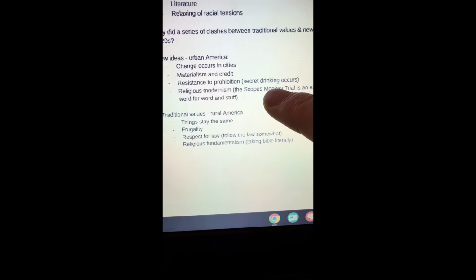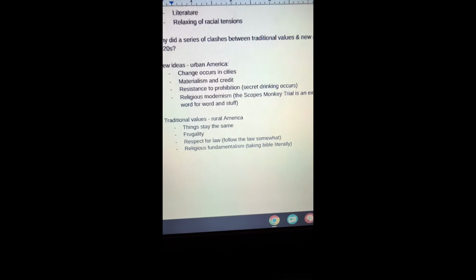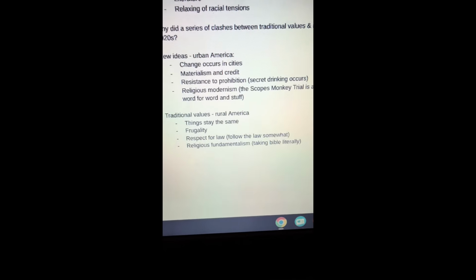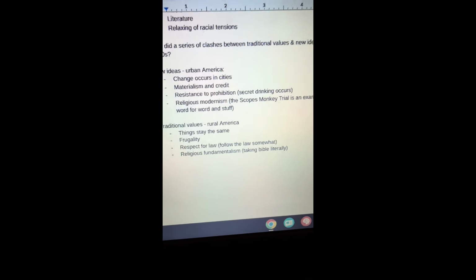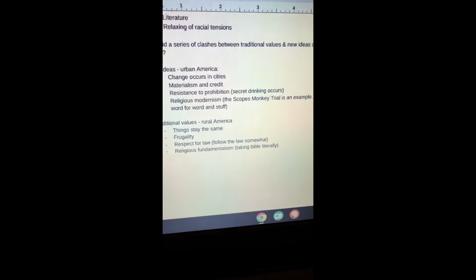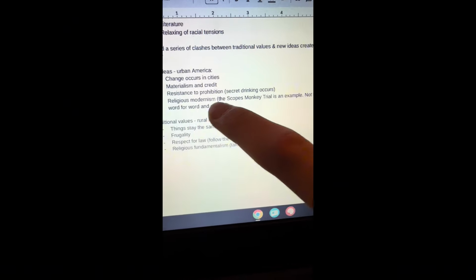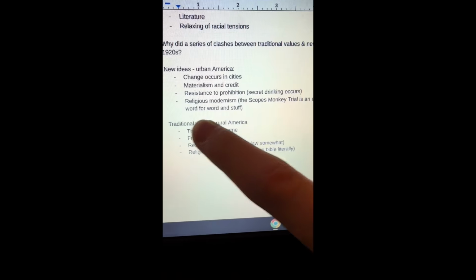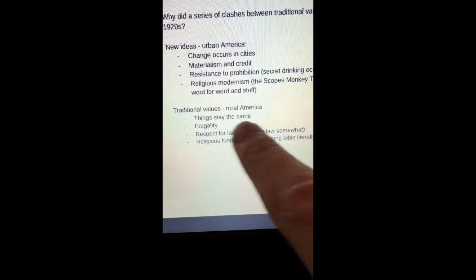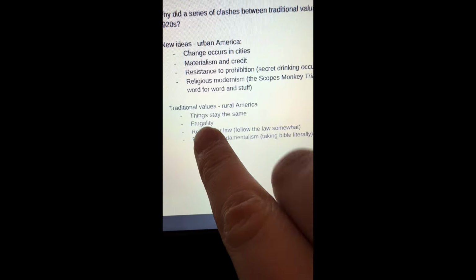Then, in urban America, resistance to prohibition, secret drinking occurs. So, prohibition was a thing, but people would just start drinking. They didn't care. They resisted these laws. Religious modernism. The Scopes monkey trial is an example of this. Not following religion word for word. Next, rural America had traditional values. Things tend to stay the same.